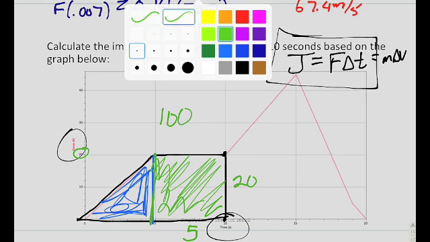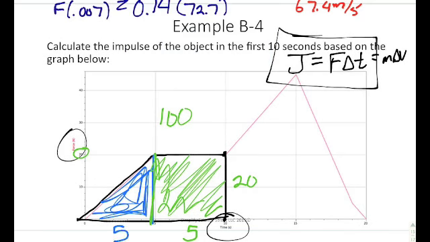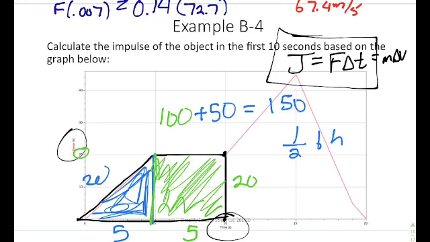And then the triangle has a base of 5. It has a height of 20, just like the square. But because of the difference in the formulas, the area of the triangle is going to be 50. So the total impulse in this case would be 150 newton seconds. You can't just multiply them. If you just multiplied them out, it would be 20 times 10 and you'd get 200. That's not the case. Please make sure that whenever you're looking at a graph, you're looking at the area under the curve in order to figure out what the impulse is.